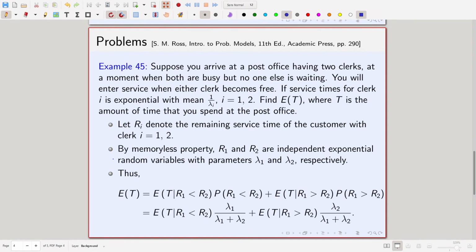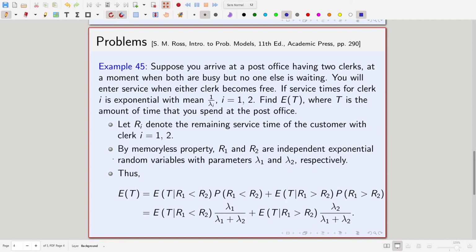Okay. So now continuing, we move on to the second problem. Again you have a post office and clerks. Suppose you arrive at a post office having two clerks at a moment when both are busy but no one else is waiting. So again the situation is similar to the previous problem.